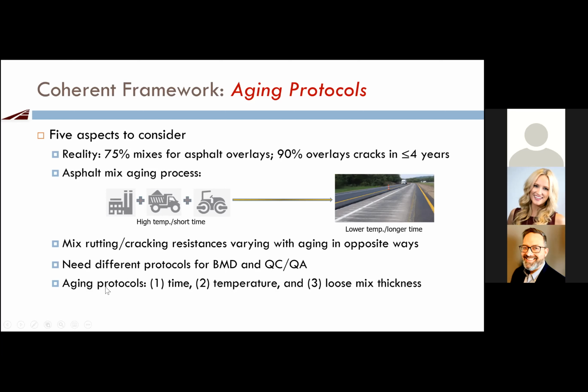So again, for the aging protocol, we're really talking about how long we age the mix. We're talking about duration or time. We also need to specify the temperature: what's the temperature we need for cooking our mix in the oven? And more than this time and temperature, we have to specify our loose mix thickness. We're really talking about 2 inch, 3 inch, or really talking about 1 nominal maximum aggregate size. So all this is different. So we have to specify all this information when we talk about aging protocols.